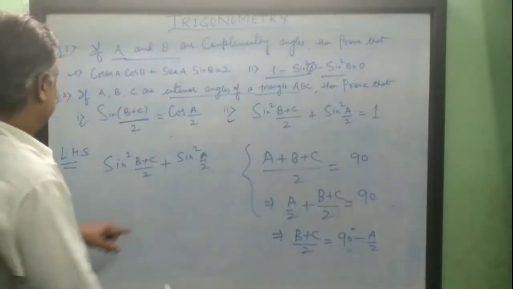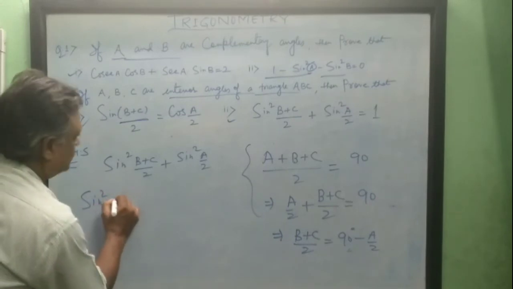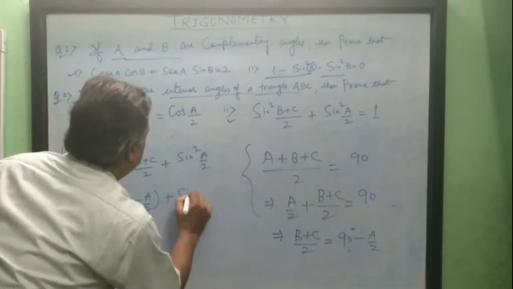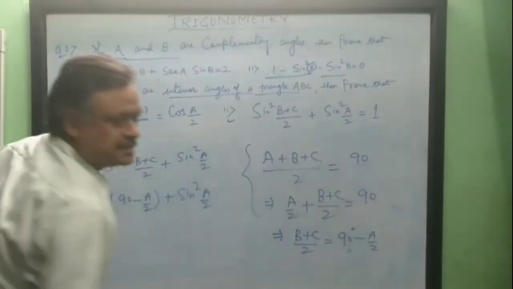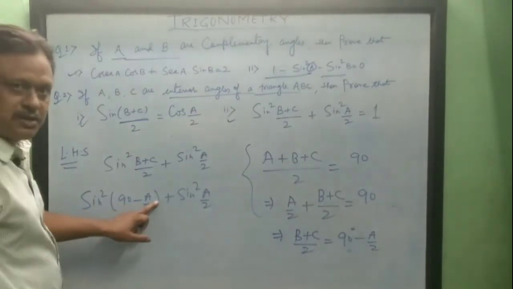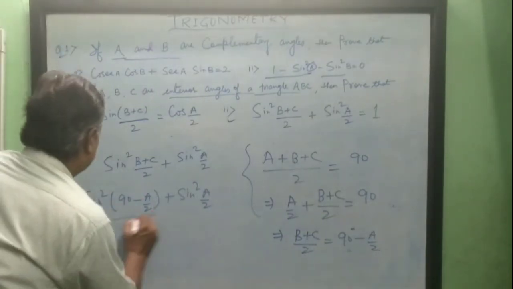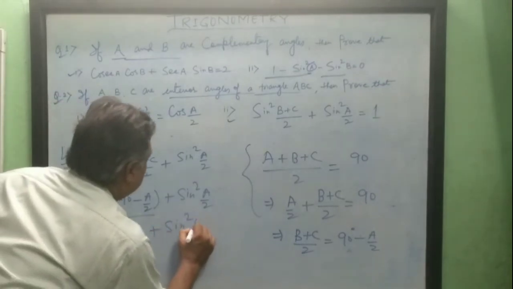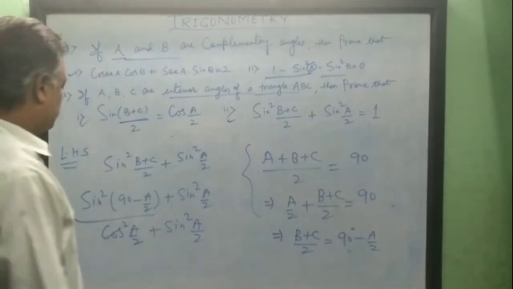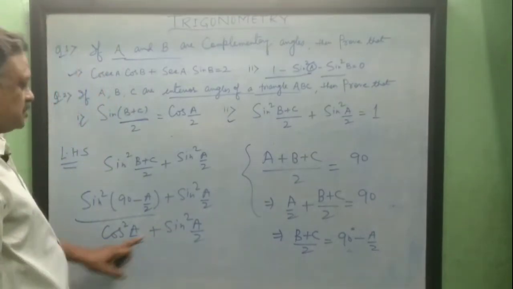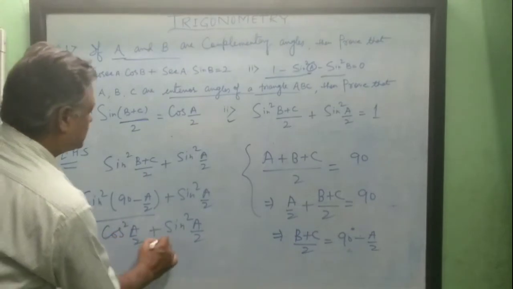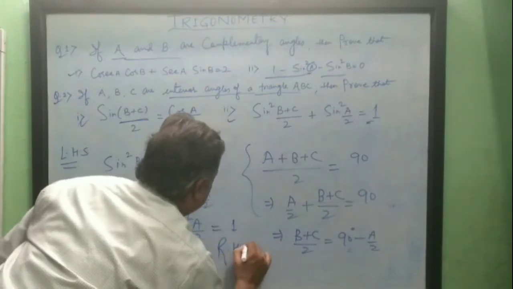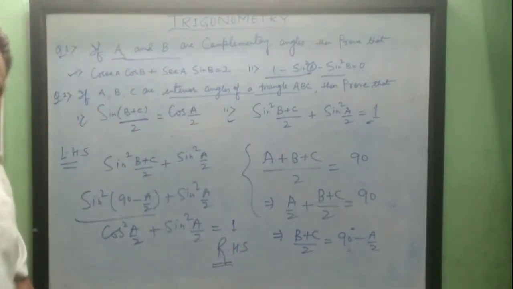This value we will put here. So sine square 90 minus A by 2, and this part will remain as it is. Sine 90 minus theta is cos theta. So this will be cos square A by 2 plus sine square A by 2, and sine square theta plus cos square theta is equal to 1. So this is cos square theta plus sine square theta. This is equal to 1, which is our RHS. Note down.